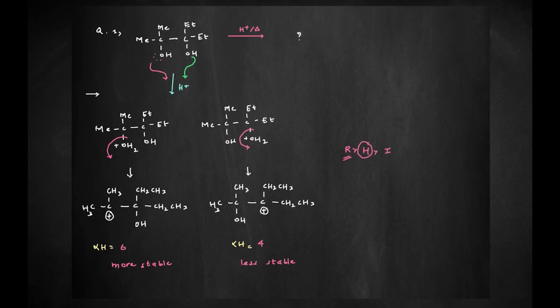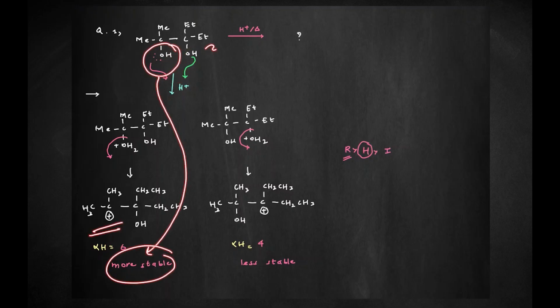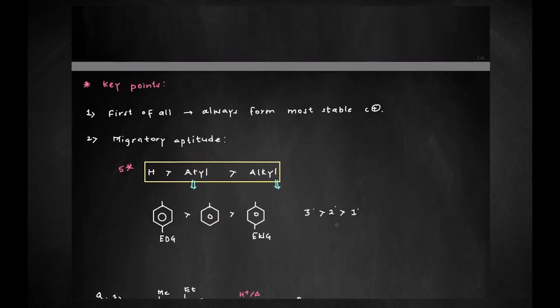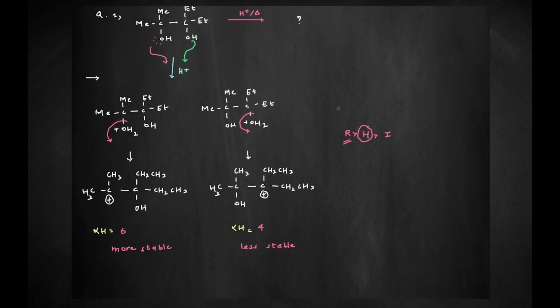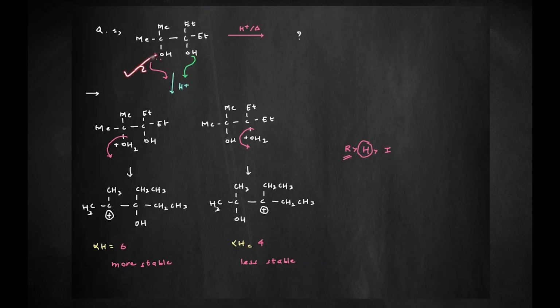So tell me now, out of these two, which will be your actual correct site of protonation? If you protonate this particular site, you get the most stable carbocation. If you protonate this particular site, you will get a less stable carbocation. And as I told you, first of all you have to form the most stable carbocation. So what is your correct answer? Yes, this will be your correct answer, and this will be a wrong answer. So the correct protonation site will be this. I hope now it is very clear to you. Okay, I will remove this particular part.